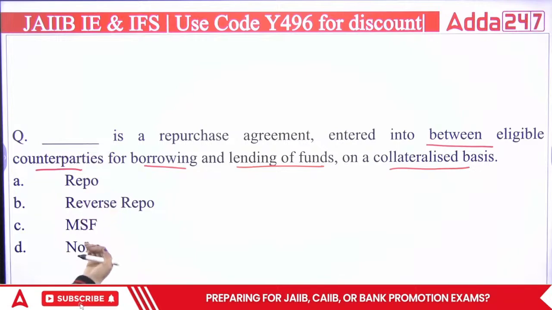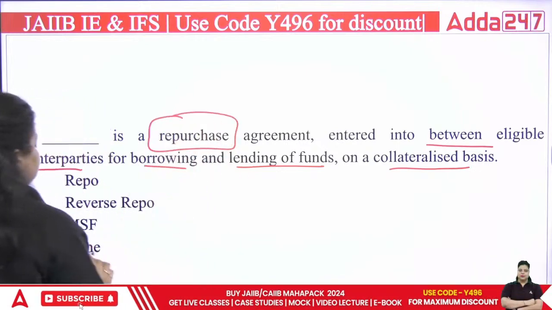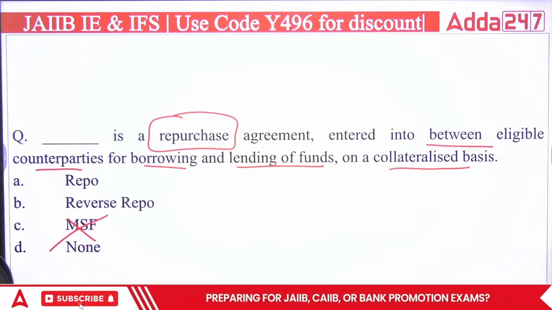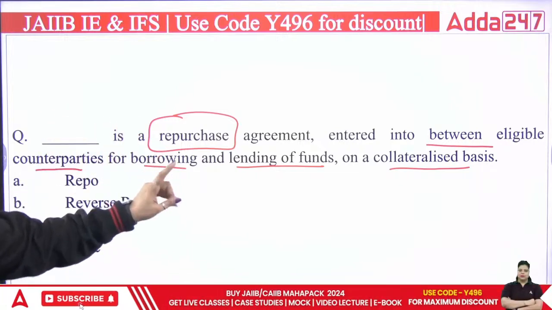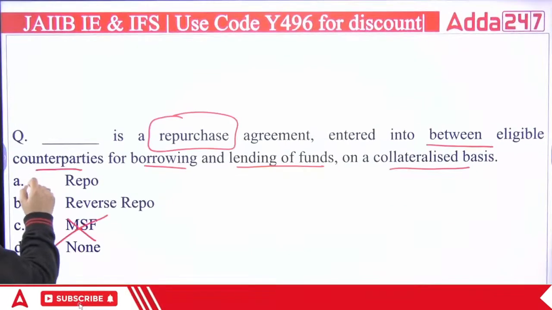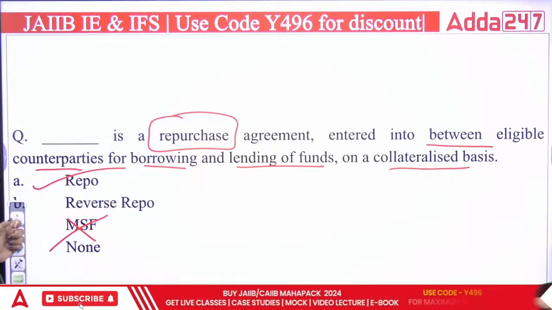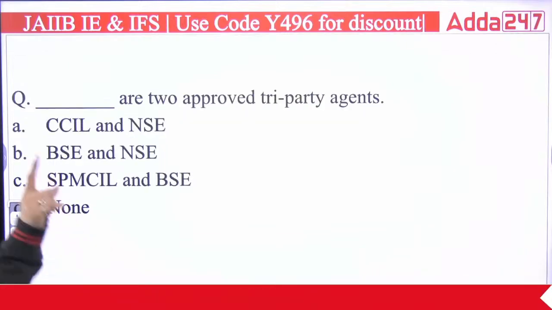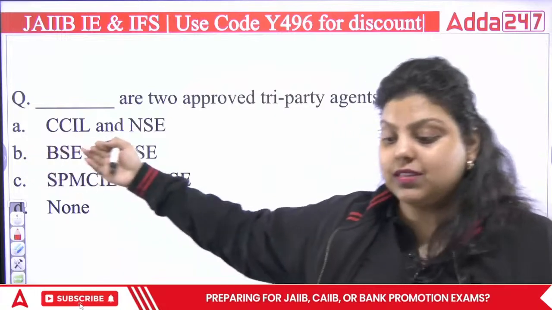Repo, reverse repo, MSF, none of the above. Because it is a repurchase agreement, it can't be MSF. And you are saying you are doing borrowing and lending of funds on a collateralized basis. So the right answer will be A, that is the repo rate. So option A will be correct. Okay, so you can see in each of your questions we are discussing a different concept here.